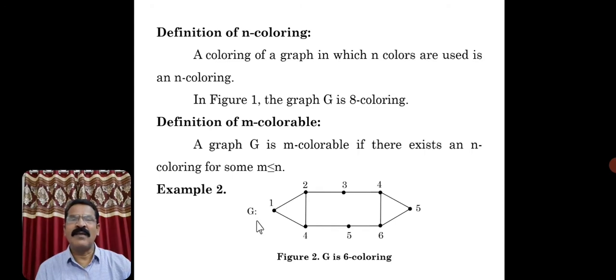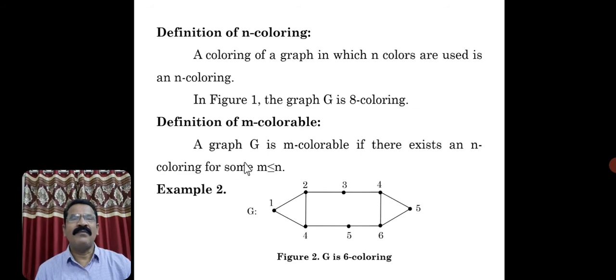If you consider the map of the African continent, there are 53 countries. So if you use 53 colors, then you can color each country by a different color. But that is not the aim. Our aim is to minimize. So that's why we are moving to another concept, m colorable.